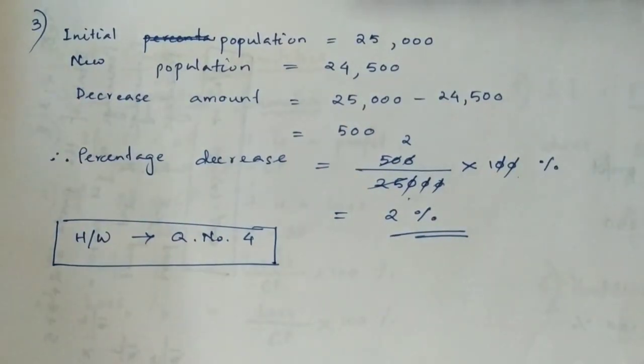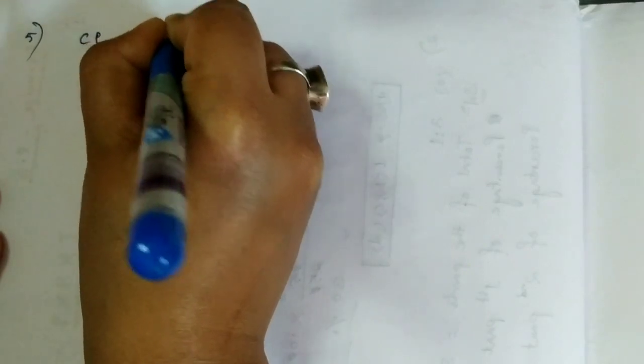Now let's move on to question number 5. What is given in question number 5? Let's see. It's given I buy a TV for rupees 10,000. So buy means cost price. So let's write down CP equal to rupees 10,000.